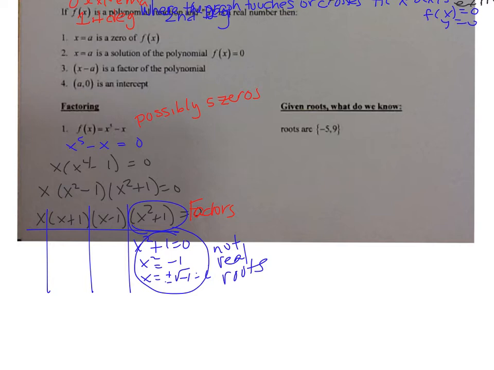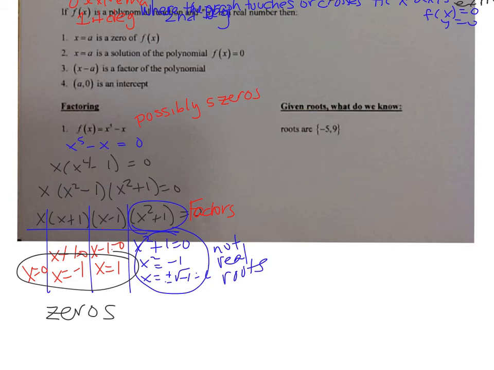All right, and then here I have x minus 1 equals 0, so x is equal to 1. X plus 1 equals 0, x equals negative 1, and just x equals 0. So these are my zeros. So how many zeros do I have? I have 3 real zeros. So it crosses the x-axis 3 times.